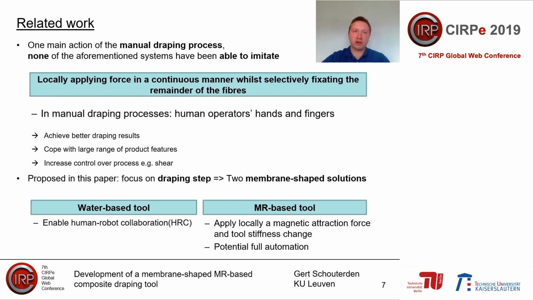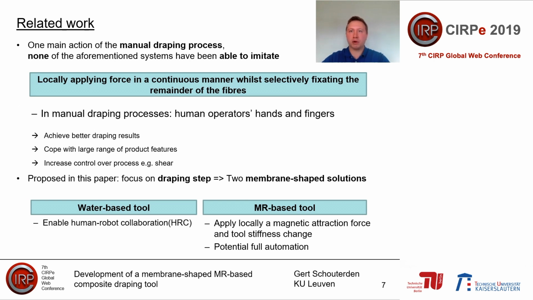If we would be able to get closer to the characteristics of these manual actions, we would first be able to achieve an overall better draping result in complex molds. We'd also be able to cope with a larger range of features, and we would be able to get more control over process parameters such as the shearing of the fibrous material. In this paper, we propose two new membrane-shaped systems that aim at imitating this complex manual action.